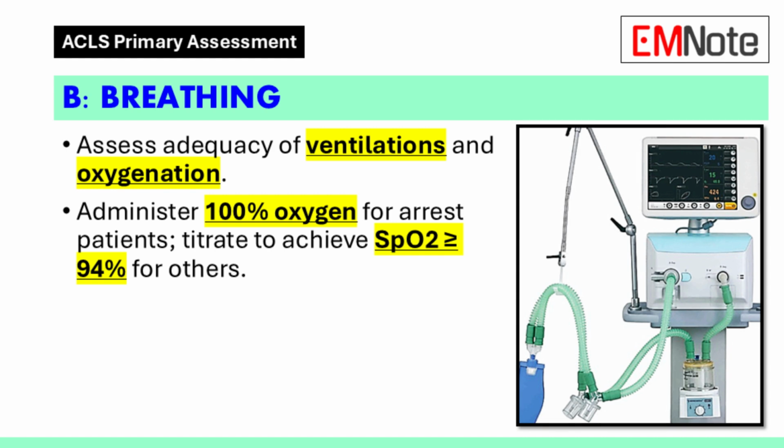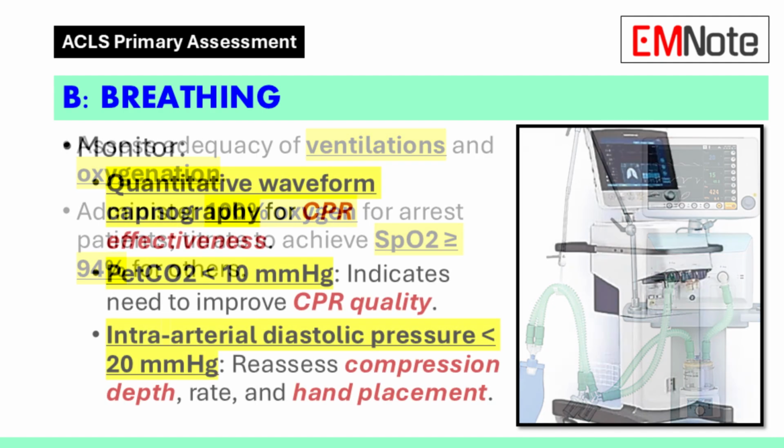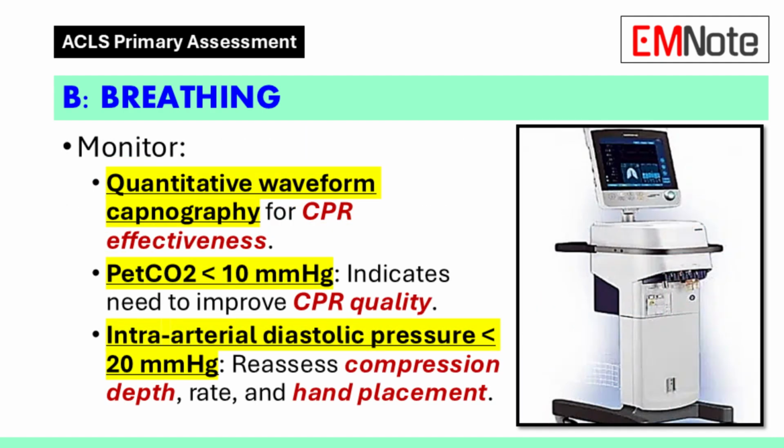B. Breathing. Assessing the adequacy of ventilations and oxygenation is the next step. For patients in cardiac arrest, administer 100% oxygen. For other patients, adjust oxygen administration to achieve an oxygen saturation of 94% or greater, as measured by pulse oximetry. Monitoring tools such as quantitative waveform capnography and oxyhemoglobin saturation provide valuable information.